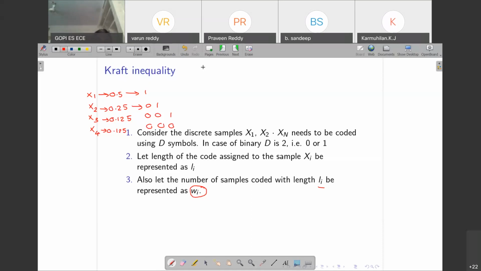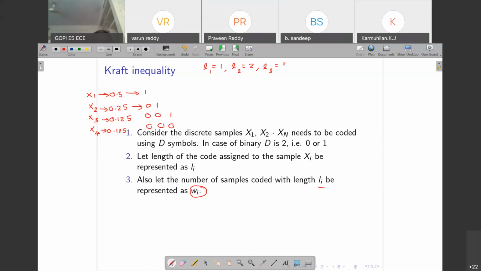And we have another variable called W1. W1 is the number with length 1. So how many are there? We have only one with length 1, so W1 is 1 in this. W2 is the number of messages with length 2. Again, it is going to be only 1. Then W3, the number of messages with length 3, you have 2 here. This is 1 here and this is 2 here. So W3 is actually 2 in this.